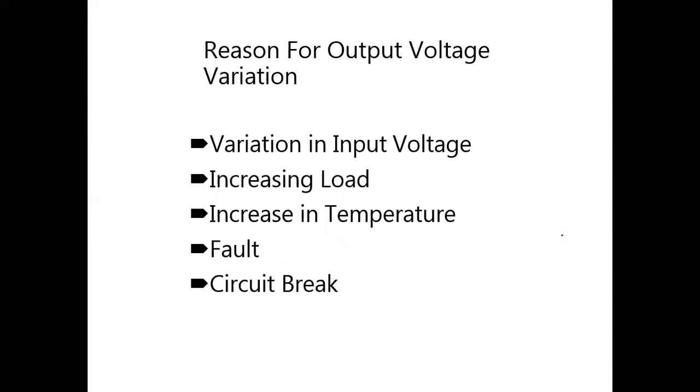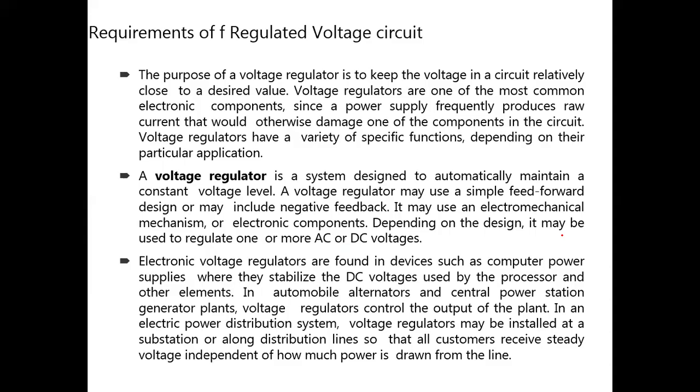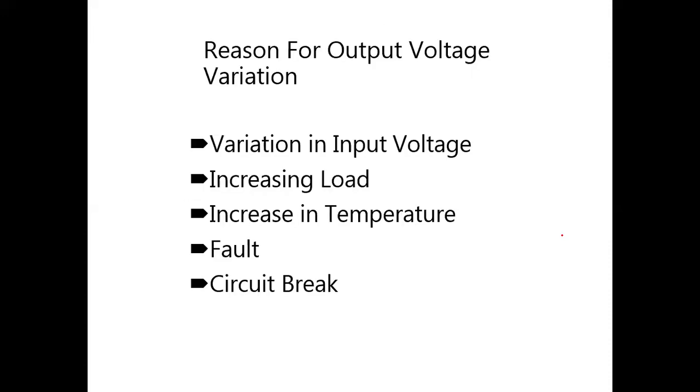The reasons for output voltage variations are: variations in input voltage, increasing load, increasing temperature, fault, and circuit break. So these are the output variations. Generally, RPS is used for power fluctuations. Sometimes we are giving 230 volt to the power supply, but you will get 210 or 220. So there will be different variations. It will cause more problems like increasing load, fault, circuit break, like this.